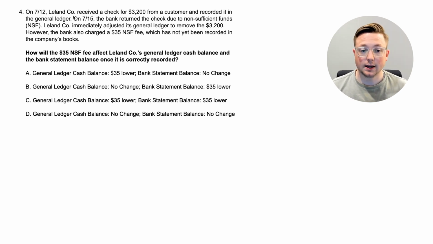On 7/12, Leland Co. received a check for $3,200 from a customer and recorded it in the general ledger. On 7/15, so 3 days later, the bank returned the check due to non-sufficient funds. Again, that's NSF. Leland Co. immediately adjusted its general ledger to remove the $3,200. So they did the correct adjustment for what we just learned about. However, the bank also charged a not sufficient funds fee, which has not yet been recorded in the company's books. So they didn't record the fee that the bank charged because of that check bouncing.